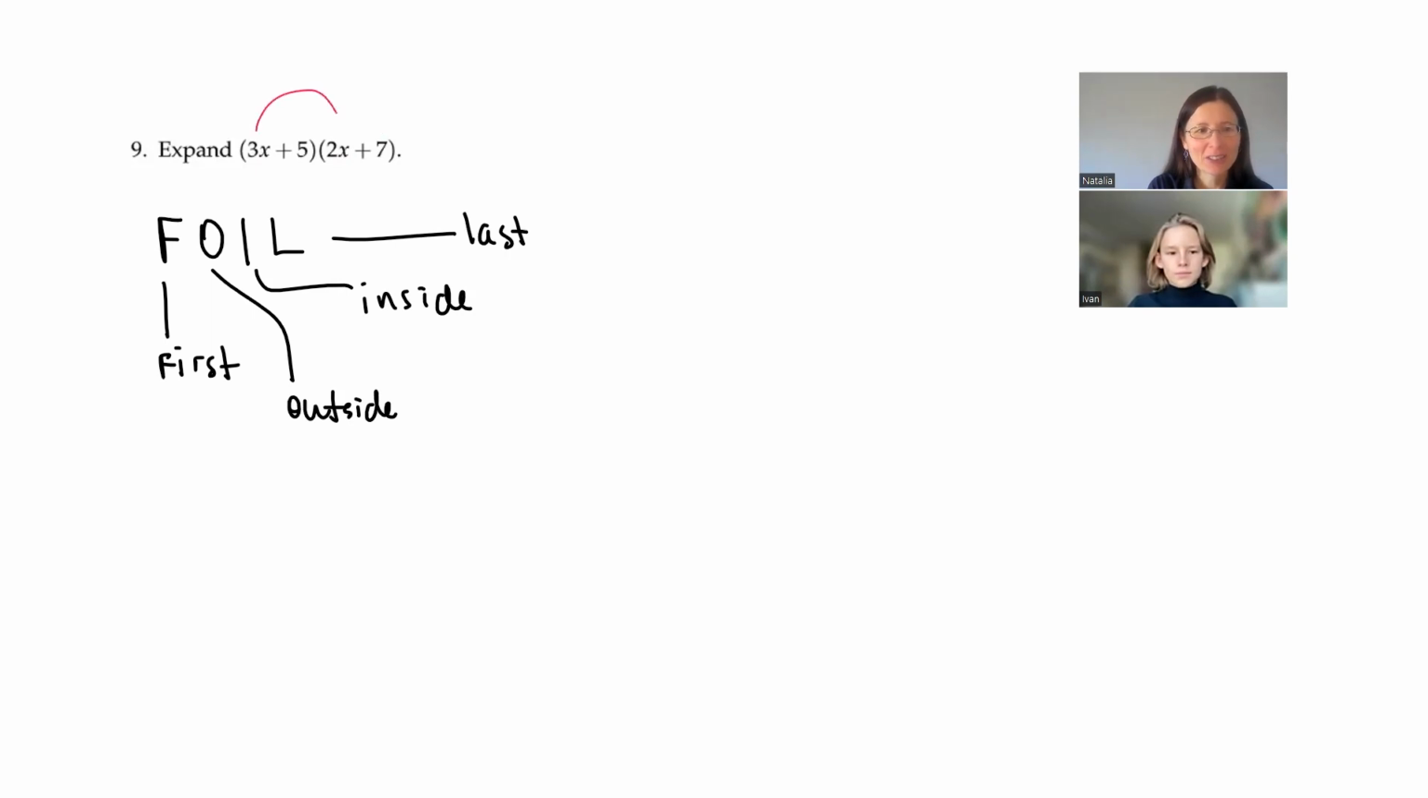First is 3x times 2x. First term times first term, and we get 6x squared, because it was x in 3x and x in 2x. Good. Next, we will do outside, which is 3x times 7, or 21x.